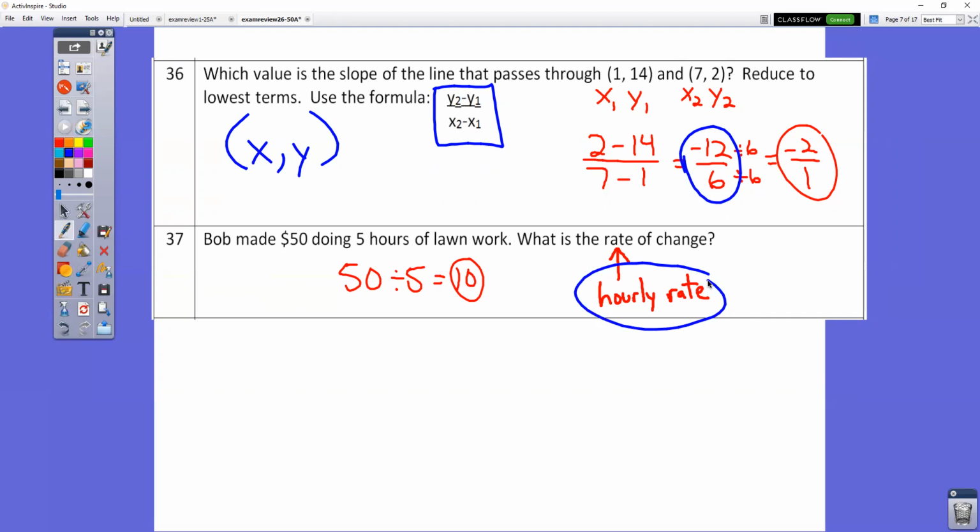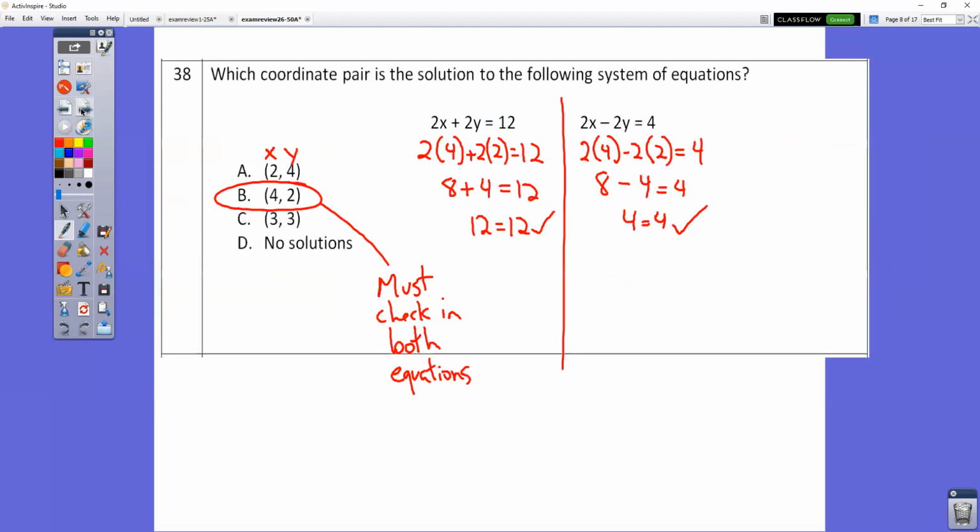Well, he earned $50, he worked for 5 hours, 50 divided by 5 is $10 an hour. This one is a hard one too, all right? The only real way to do this one is trial and error. I'm not going to show you the wrong answers, I'm just going to show you the right answer. The right answer is B, all right?